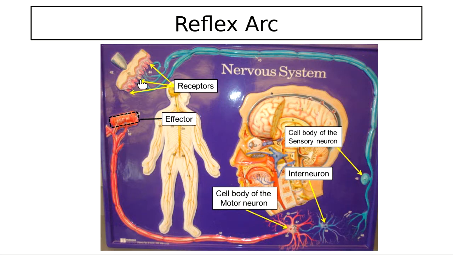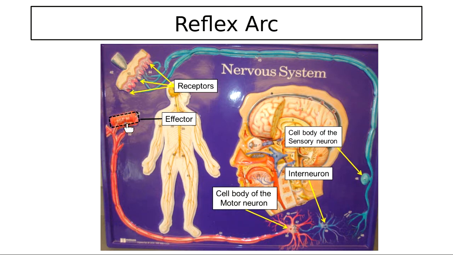These are going to be free nerve endings that I pointed out here of the sensory neuron. A sensory neuron, there's the dendrite, the cell body, and the axon of the sensory neuron. Center in the central nervous system, there's the interneuron, which is in the center of the spinal cord. There's your interneuron between the sensory and motor. A motor neuron, there's a cell body, and here comes the axon out to the effector, a muscle or a gland.